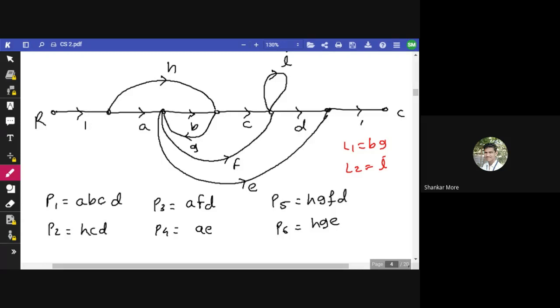HGA? No, no, no, no, Shardul. HGA cannot be the loop, because see the direction, na? We have to start from the node and we have to come back to that node only. Two loops we have found out. Okay, BG is there, I is there.